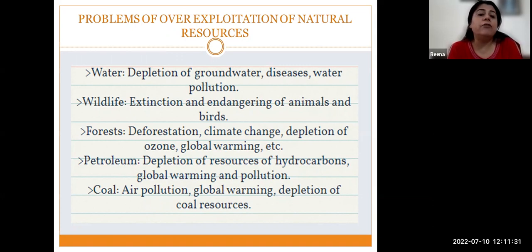You have to find an area which is not overexploited. There only you can establish your industry, and you will be having availability of groundwater for your drinking, even for industrial purposes. So if we are not going to manage our resources properly, in the future scenario, there will be a dearth of even groundwater for basic necessity. Then wildlife extinction and endangering of animals and birds, forest deforestation, climate change, depletion of ozone. So most of these issues, you have already learned through sustainable development aspects, that why we need to do this, why we need to ensure that sustainable development happens. So if it has to happen, it has to take care of natural resource management.